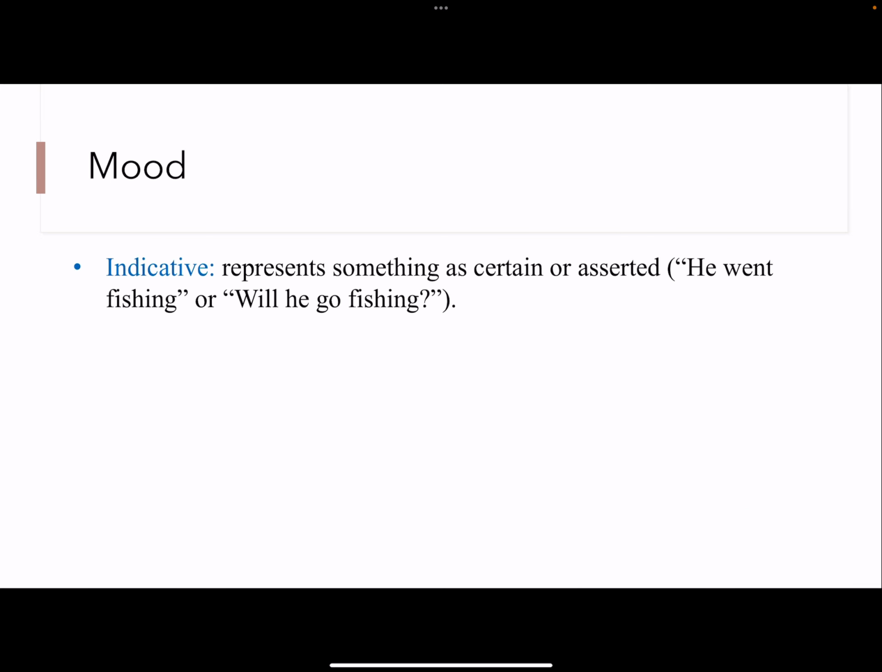So the indicative mood in Greek represents something as certain or asserted. He went fishing. He will go fishing. It's a fact. I am fishing. I might not be fishing, but I'm saying it as though it is certain. It's a statement.